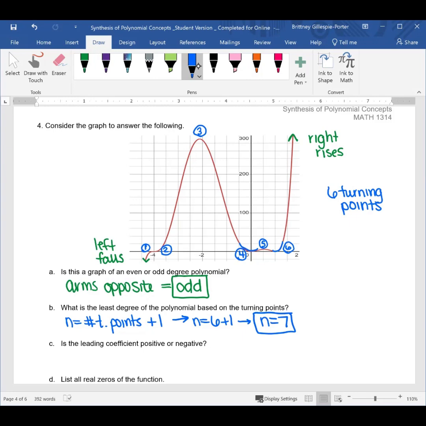Is our leading coefficient positive or negative? Our right side rises, and because of that, our leading coefficient is going to be positive.